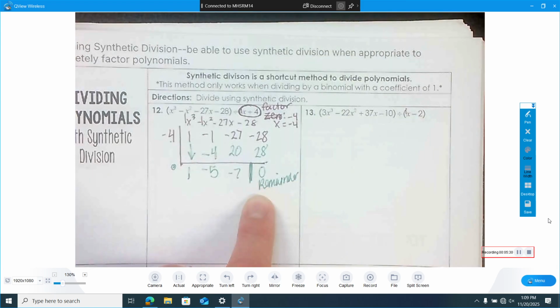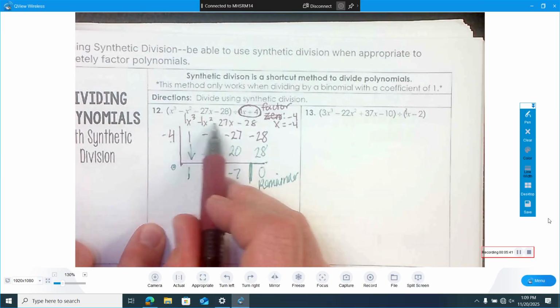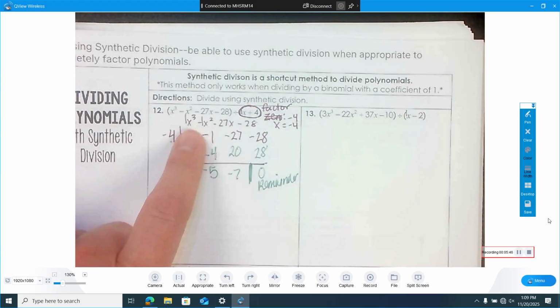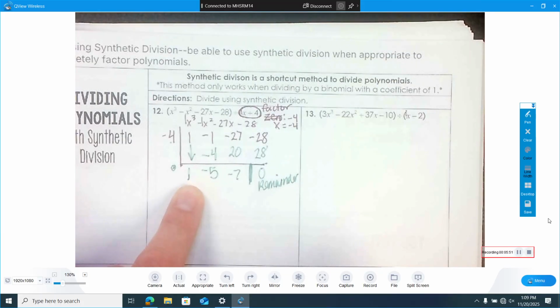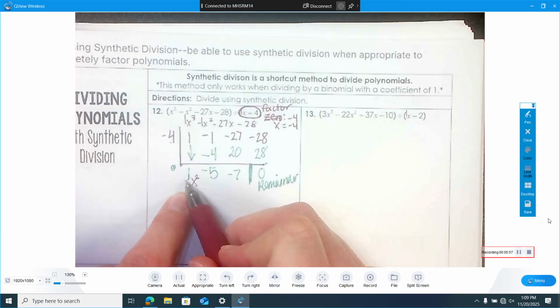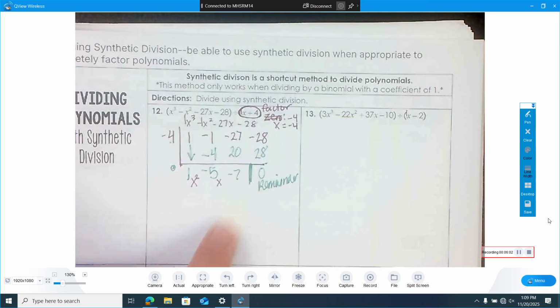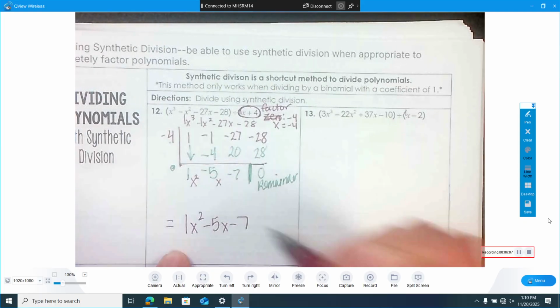The remainder is 0. And what that tells us is we divided evenly. There is no remainder. What we've done is we've started with a polynomial and we divided out an x. So if we started with x cubed and we divided out one of the x's, what should we be ending with? x squared. Now what we've got are the coefficients. This becomes a 1x squared, a 5x to the first, and a -7x to the 0. So this equals 1x squared minus 5x minus 7.